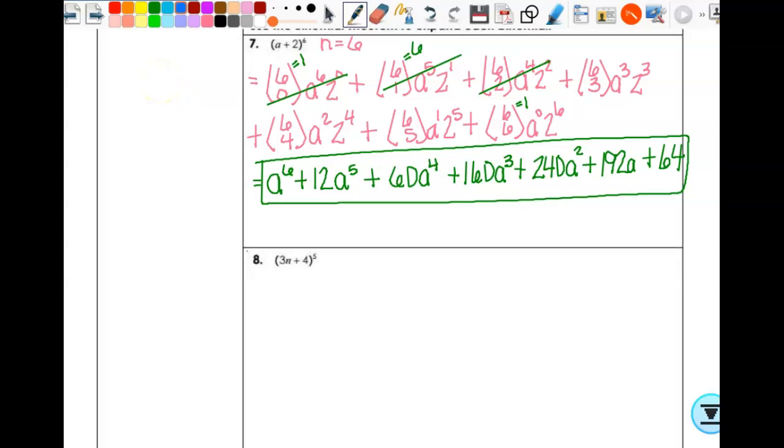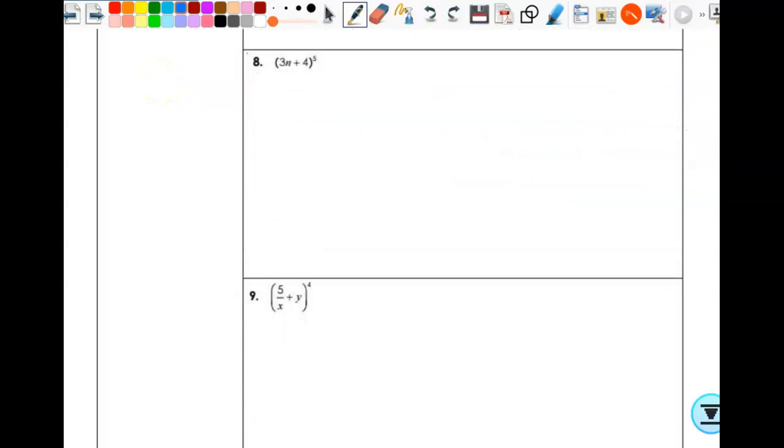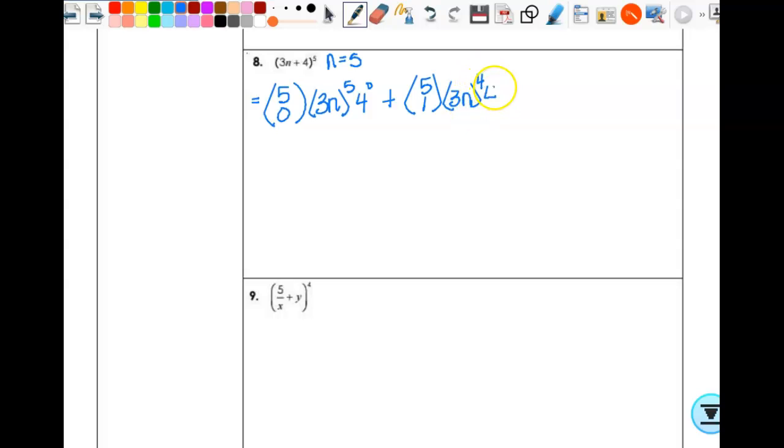Okay, so let's look at number 8. So here n equals 5. So I'm going to start off with 5 things taken 0 at a time, 3n to the 5th, 4 to the 0. Plus, then this becomes 5, 1. Then I have 3n to the 4th, 4 to the 1st. Go ahead and see if you can write the rest of that out. Just follow the pattern.